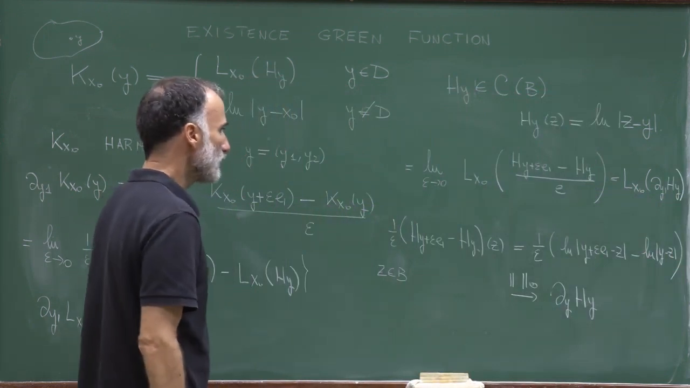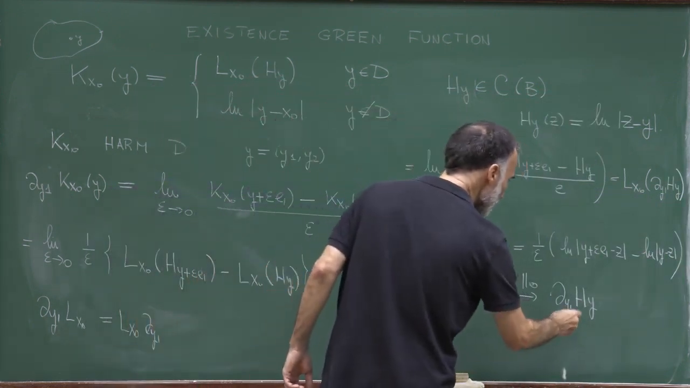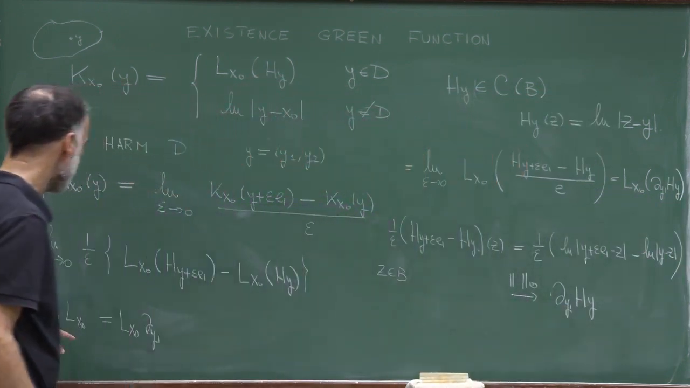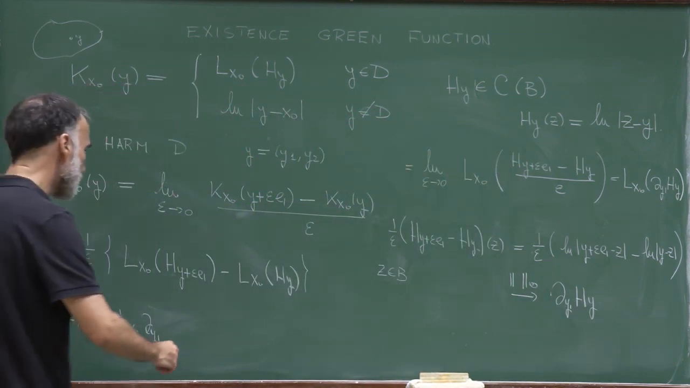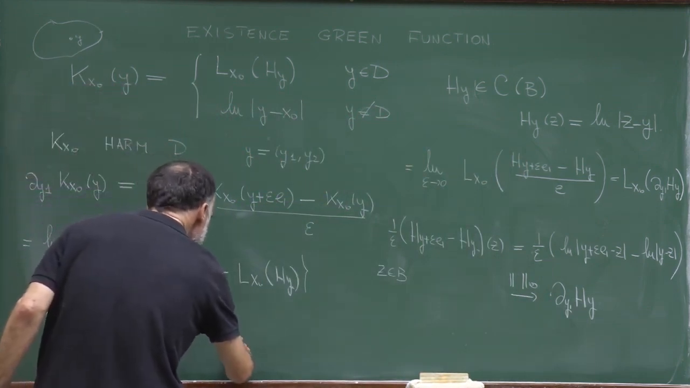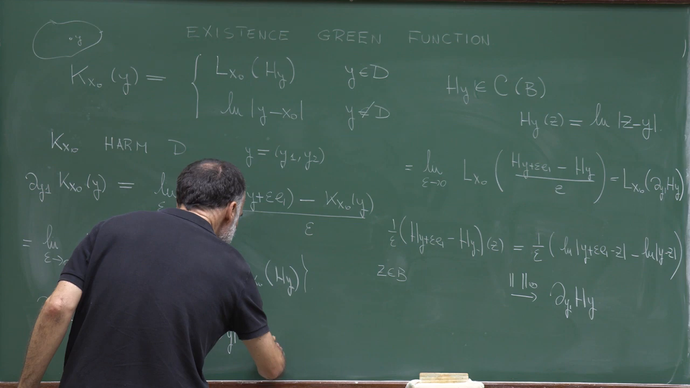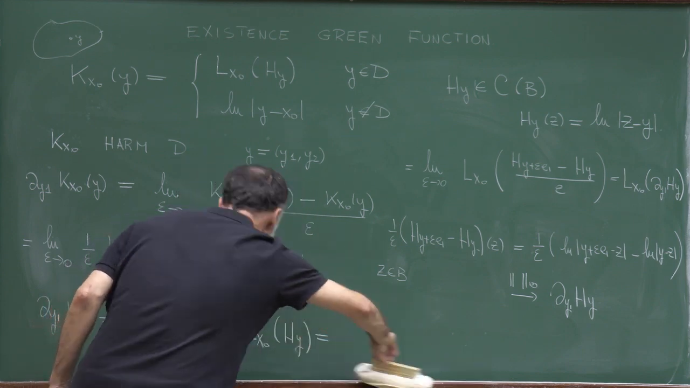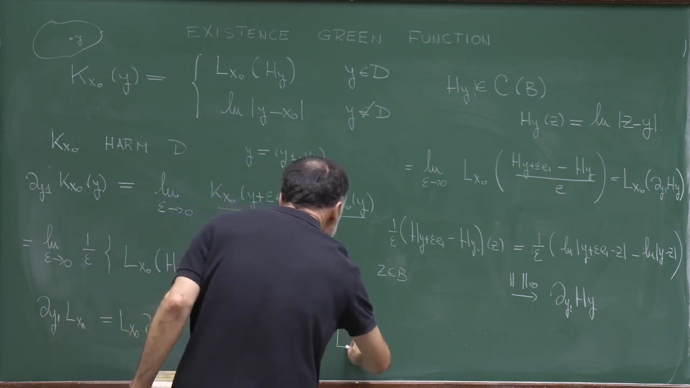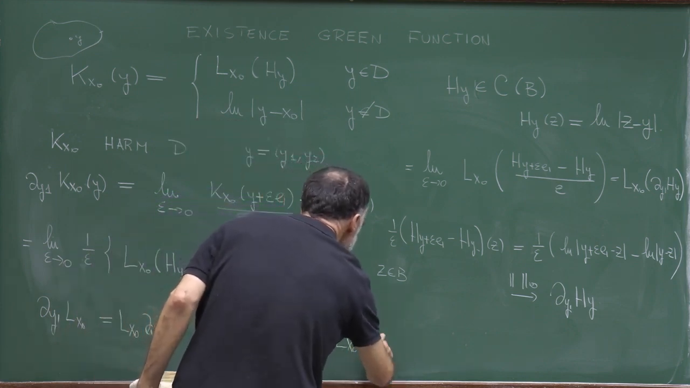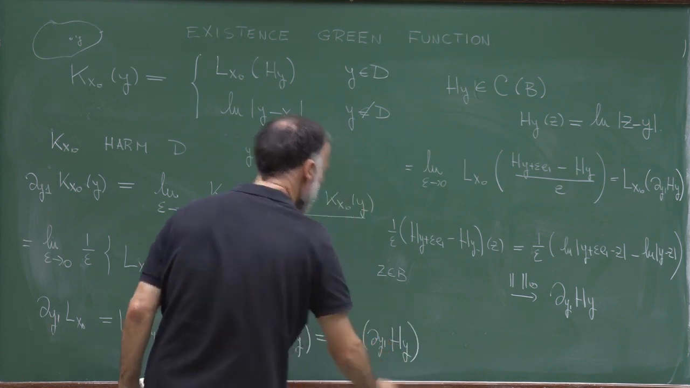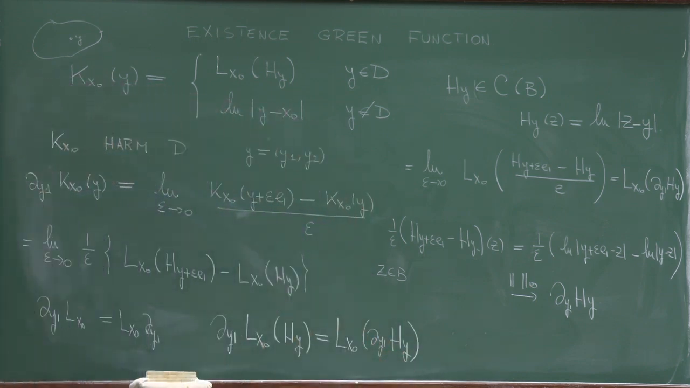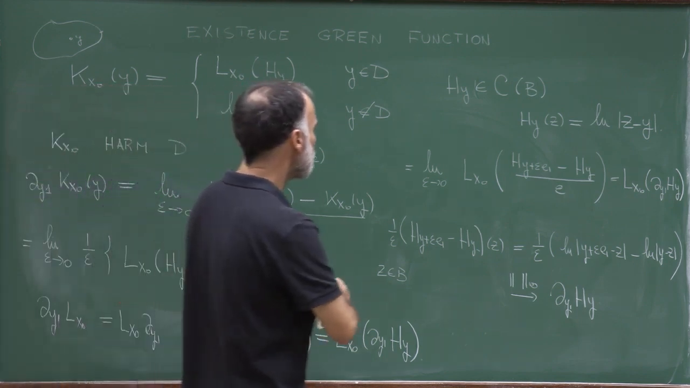And this is the derivative with respect to y1, and this is exactly what I was claiming here. I was claiming that if you take the derivative in y1 of Lx0 of hy, that this is equal to Lx0 of the derivative in y1 of hy. Right? And so this is proved.